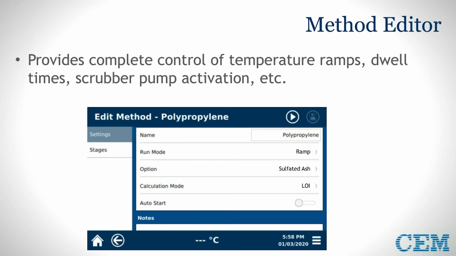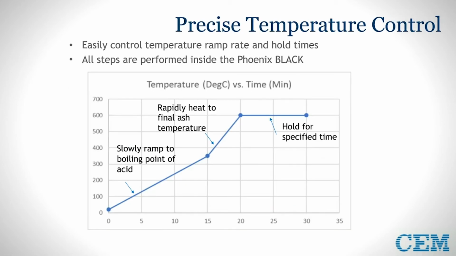Here's what a typical method would look like. We start out by slowly ramping to the boiling point of the acid. That's a controlled ramp, a set rate of temperature increase over time. Once the unit reaches the boiling point of the acid and all the acid vapors are driven off, then the furnace can rapidly heat to that final ash temperature. Again, that's typically going to be about 600 degrees. And then we'll hold for a specified amount of time, at which point the test will be over and the crucible can be removed, desiccated, and measured.